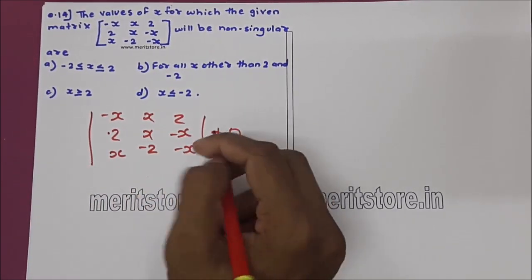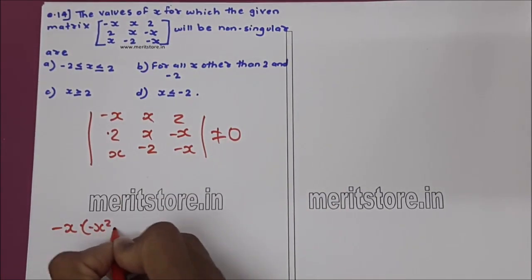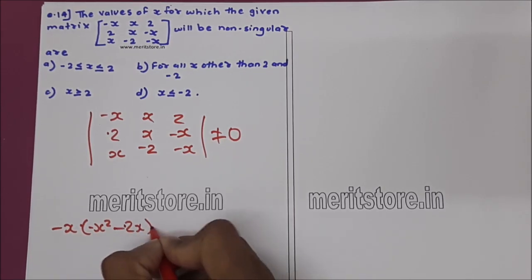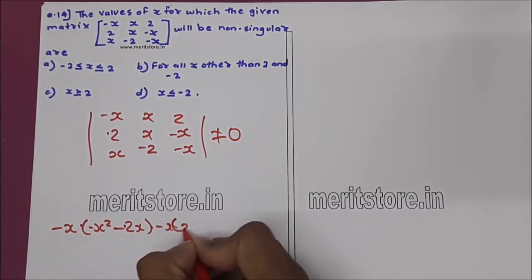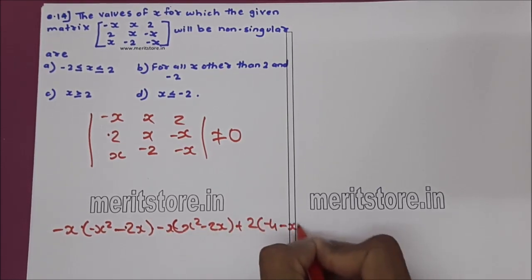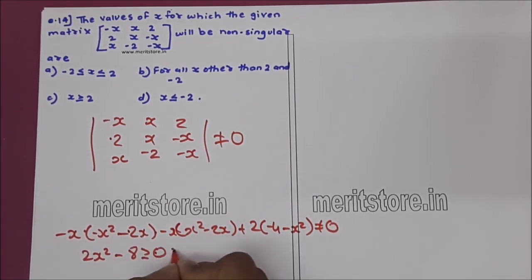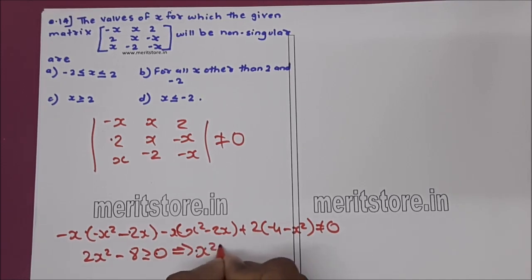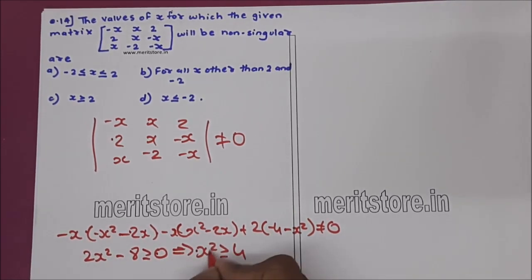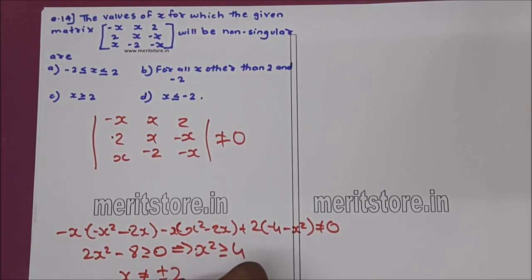is not equal to 0. So we solve this matrix, we get minus x of minus x the whole square minus of 2x minus of x square minus 2x plus of 2 minus of 4 minus of x square, which is not equal to 0. So for this we get 2x square minus 8. We solve this, we get x square not equal to 4. Therefore x is not equal to plus or minus 2.